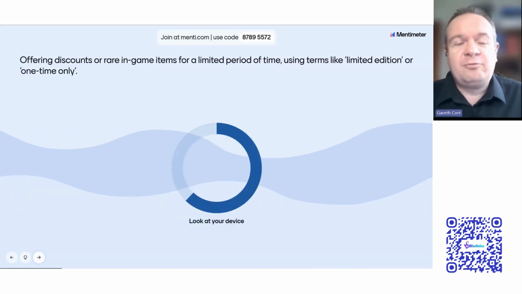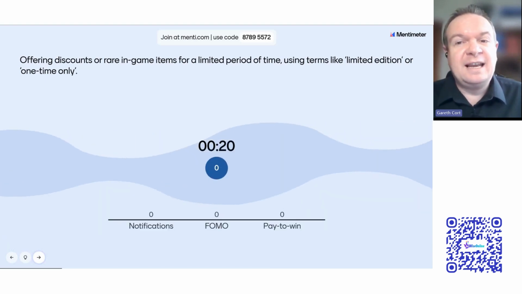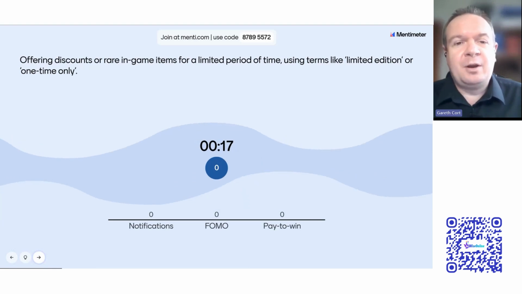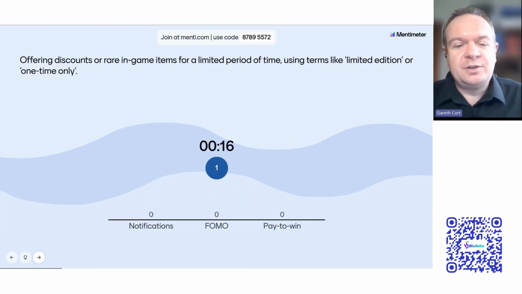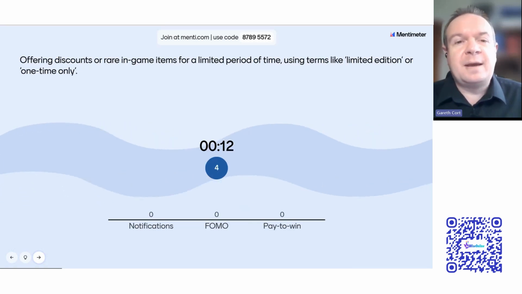Offering discounts or rare in-game items for a limited period of time using terms like limited edition or one time only. Is that notifications? Is that FOMO, also known as fear of missing out? Or is that pay to win?